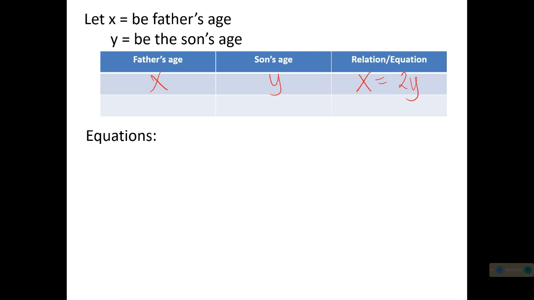And then we also have there 10 years ago. So, 10 years ago, the father's age will be x minus 10, and 10 years ago, the son's age will be y minus 10. So, for example, your father now is 43. 10 years ago, he was 33. For example, you are now 13 years old. 10 years ago, you were only 3 years old. So, you are going to subtract 10 years on your father's age and your age. That's why the father's age will be minus 10 and the son's age will also be minus 10.